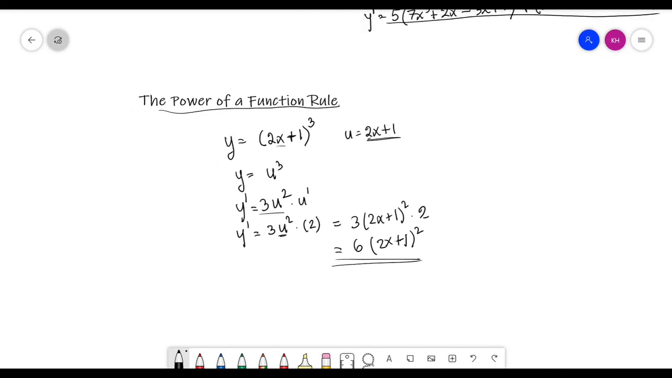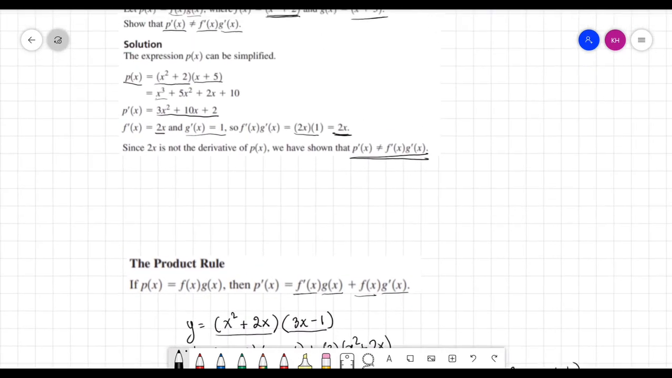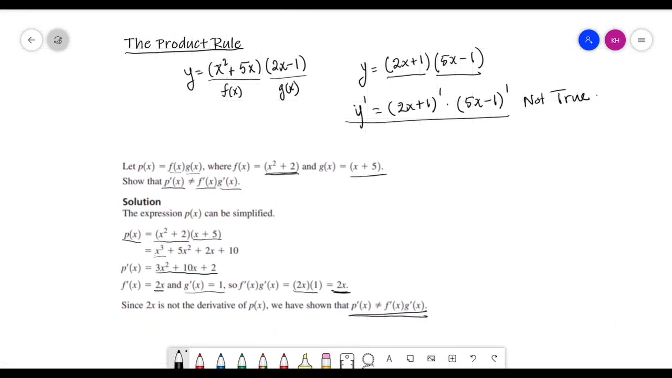So that's pretty much it for this chapter. So product rule is the rule that we use to find the derivative of the function that is a product of two different functions. And we also learned how to find the power of a function rule. We learned how to find the derivative of a function that is within a function.